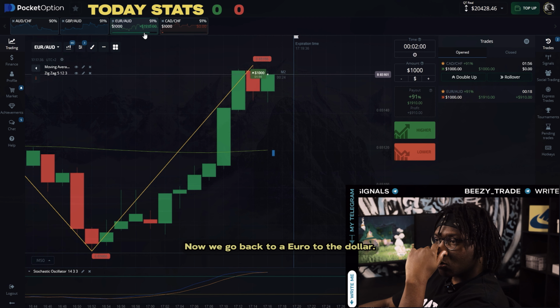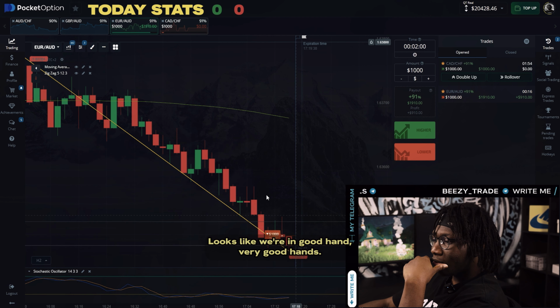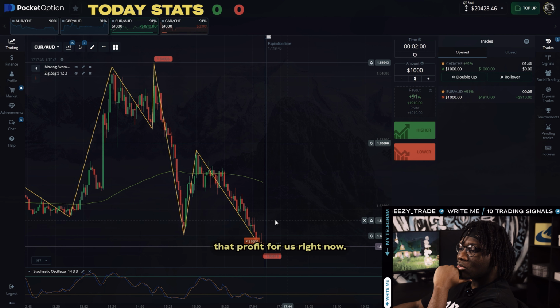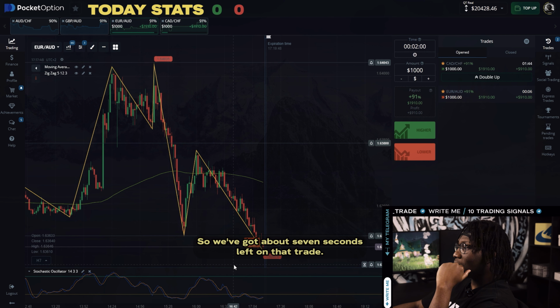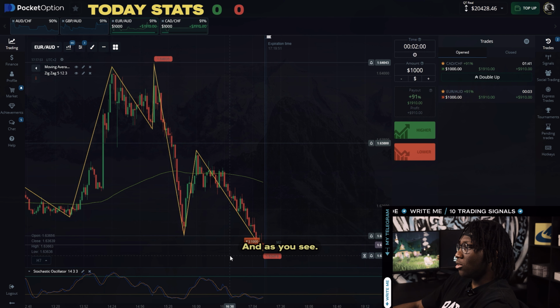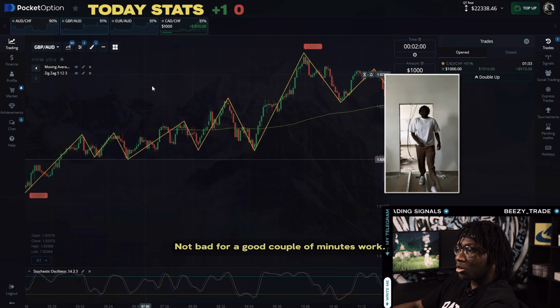Now, if we go back to the Euro Australian dollar, looks like we're in good hands, very good hands, and our strategy seems to be pumping out good profit for us right now. So we've got about 7 seconds left on that trade. And as you can see, we take about a $910 profit on that. Not bad for a good couple of minutes' worth.